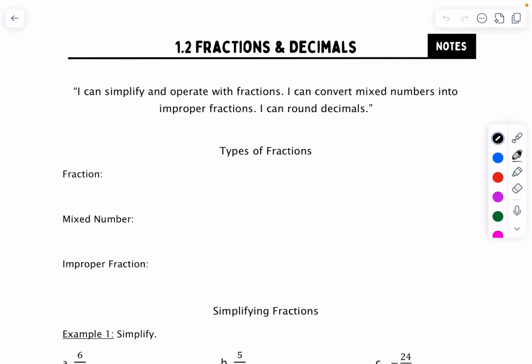Welcome back. In today's lesson, we are going to talk about fractions and decimals. You've worked with fractions and decimals before, so it will be a lot of review in this lesson, but good news is that we're going to be able to use our calculators for a lot of it.